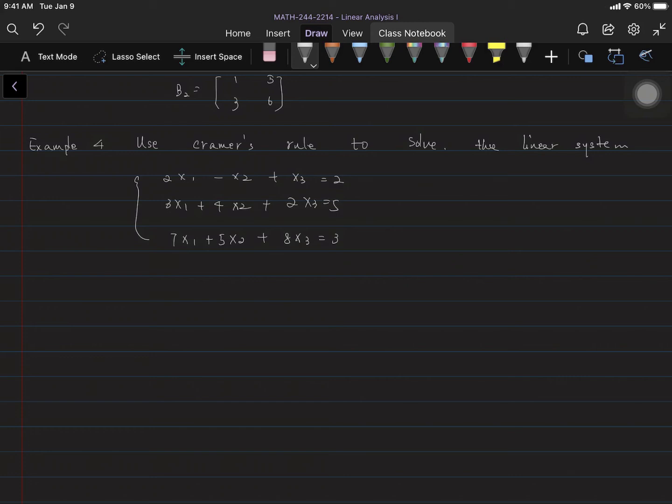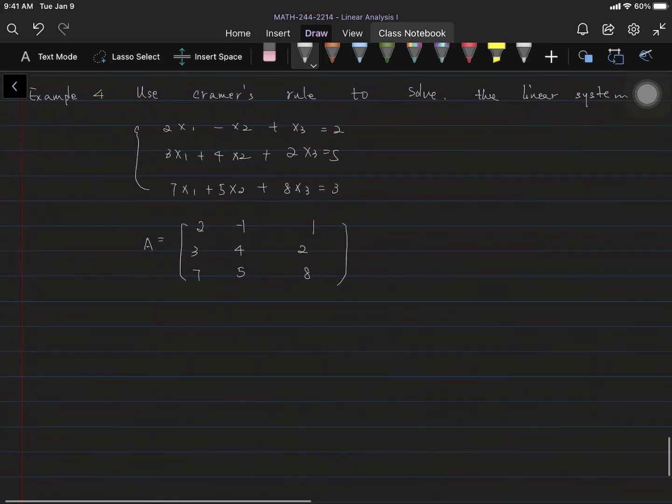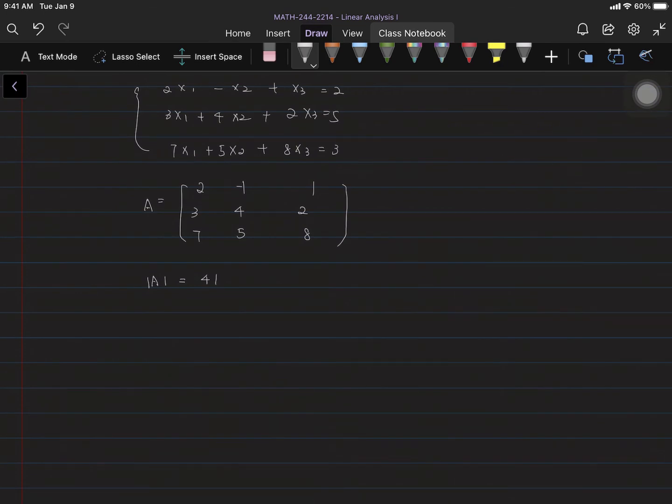Firstly, let's write down our matrix A. Matrix A means, I didn't put the augmented part, that means only the coefficient matrix. Be careful. Coefficient matrix, like this one, right? And in the calculation, we have the determinant. So let's calculate the determinant. And the determinant for this one is actually 41. We skip this calculation. And let's take a look at what is B1.